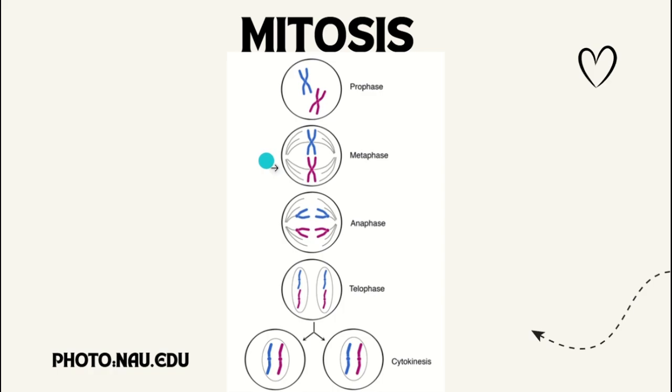So back to metaphase. In metaphase, we said before that we had centrosomes at the opposite ends of the cell. I'm not sure about this diagram, but it would be like a little circle ball, right?